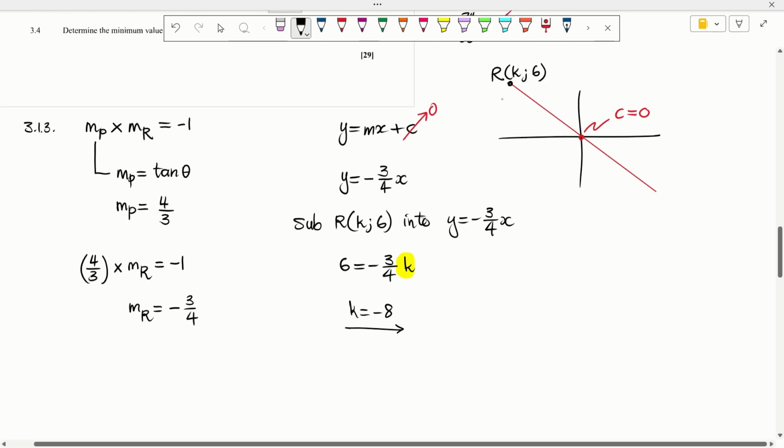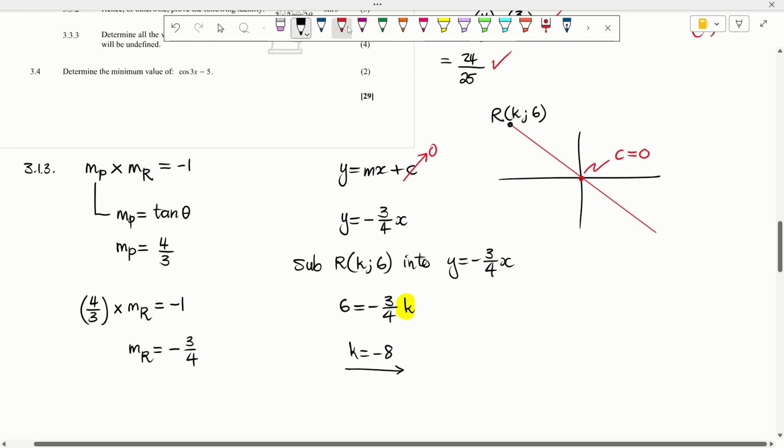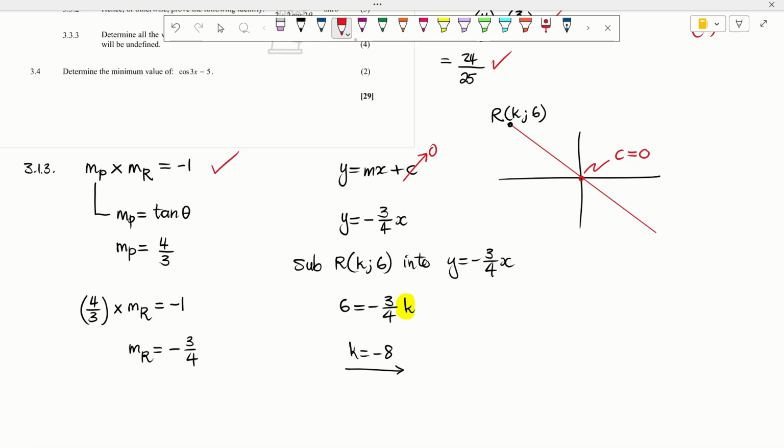It was 5 marks. So I'm thinking they'll give you a mark for doing this relation, and they'll give you a mark for saying the gradient is 4 over 3. And then I guess the gradient of MR will also be worth a mark. And either the equation or the substitution, somewhere they will get a mark, and then the final answer as well. So in total, 5 marks for this question.